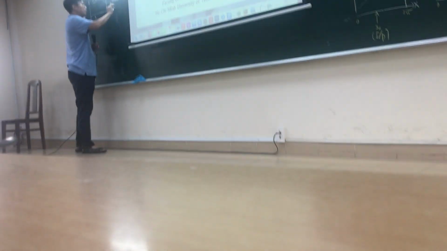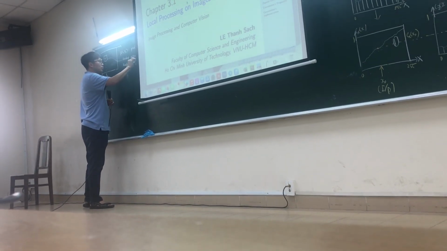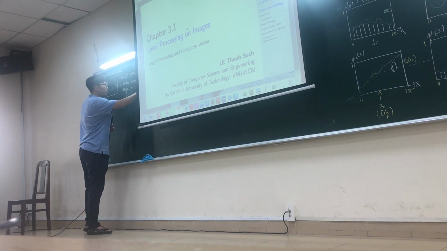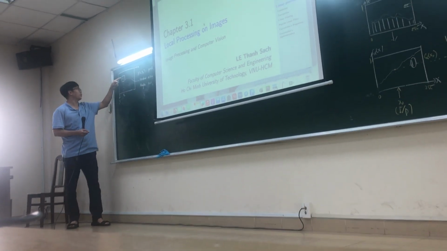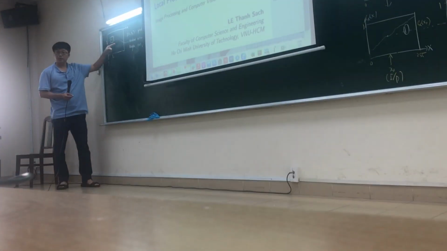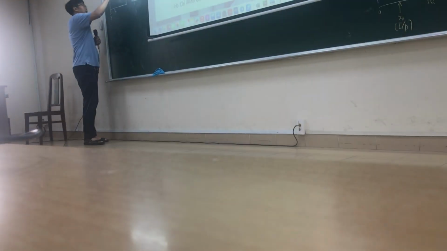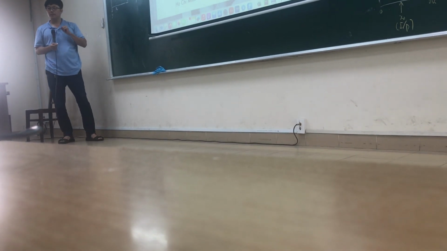Maybe 1 by 1, 3 by 3, 5 by 5, and so on. 1 by 1 means just this pixel. 3 by 3 means the area of 3 by 3 with the pixel at the center. So for 3 by 3, how many pixels inside? 9 pixels.